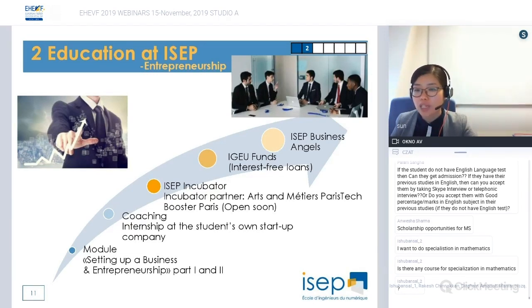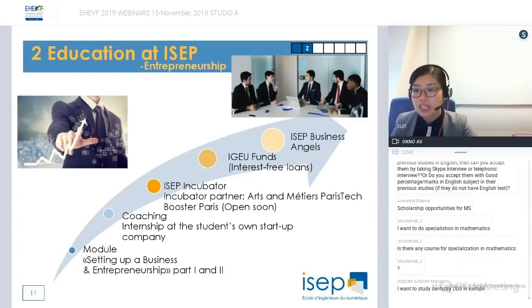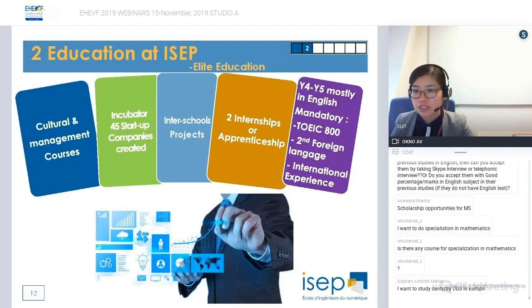And we have two incubators. The first one is in partnership with Arts et Métiers Paris Tech. And the second one is a booster in Paris, which will open soon. So we have two incubators.